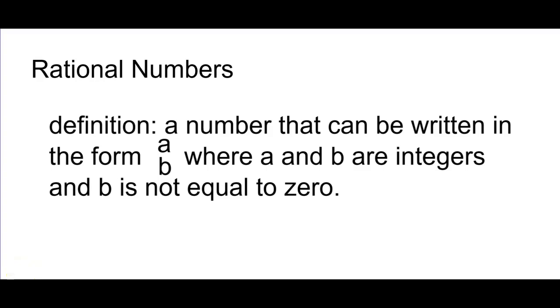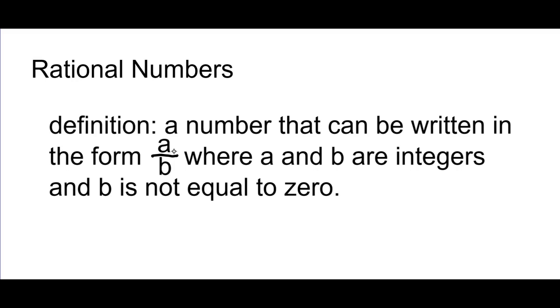All right, in this lesson we're going to begin our study of rational numbers. So I'm going to start off with a technical definition of what a rational number is. It is a number that can be written in the form of a over b. Let me put this fraction bar there, where a and b are integers and b is not equal to 0.